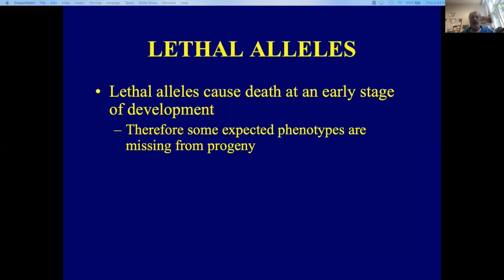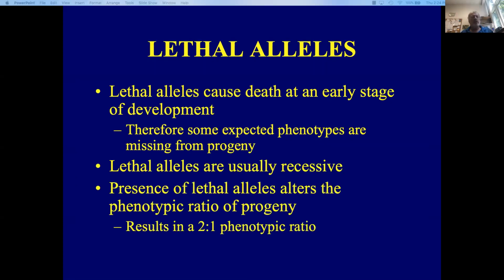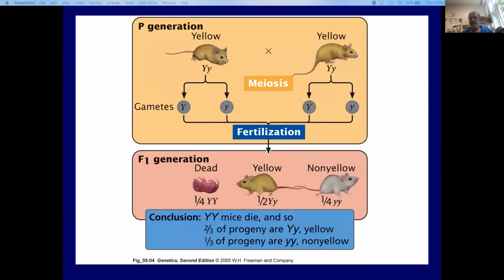Moving on to lethal alleles. These are alleles that cause death at an early stage of development. Therefore, some of the expected phenotypes in the progeny are missing. Lethal alleles are usually recessive. The presence of lethal alleles will alter the progeny, and we get a 2-to-1 phenotypic ratio, as opposed to a 3-to-1 phenotypic ratio typical of a normal monohybrid cross with complete dominance.